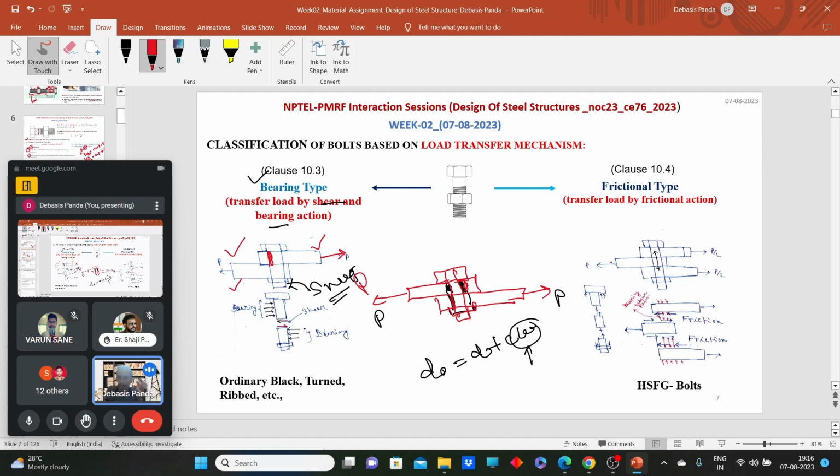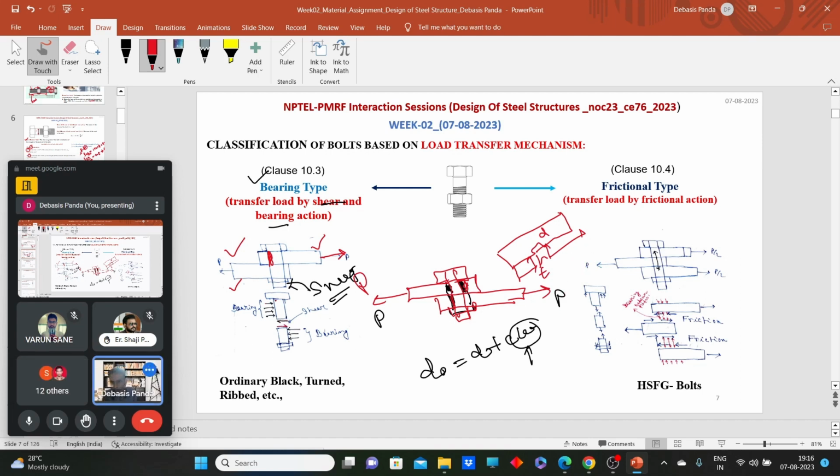The bearing stress will induce bearing stress between the bolt hole and the bolt. So what will be that bearing stress? If we draw the cross section over here, if the diameter is d and the thickness is t, the bearing stress will be the load P upon the contact area, P by dt.